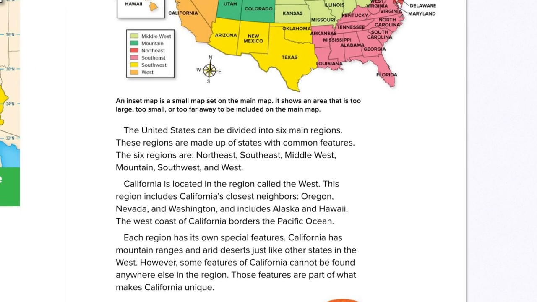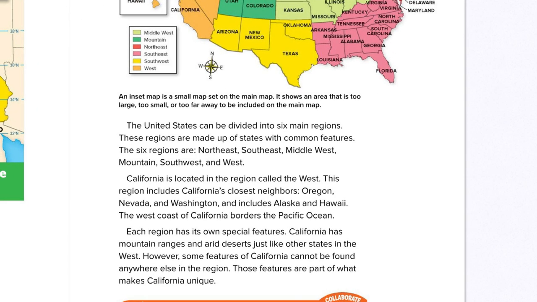The United States can be divided into 6 main regions. These regions are made up of states with common features. The 6 regions are Northeast, Southeast, Middle West, Mountain, Southwest, and West. Sometimes, boys and girls, Middle West is called the Midwest. California is located in the region called the West. This region includes California's closest neighbors, Oregon, Nevada, and Washington, and includes Hawaii and Alaska. The west coast of California borders the Pacific Ocean.